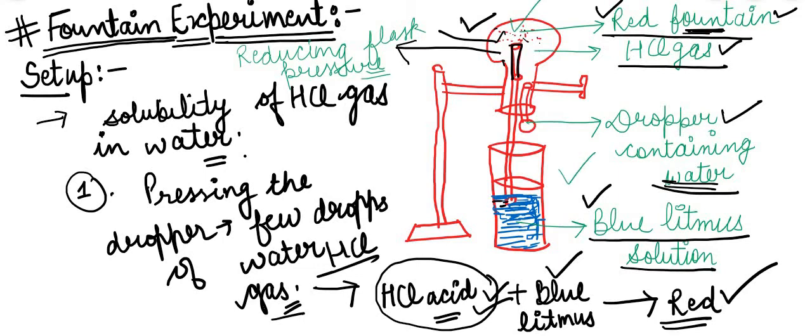And when it comes in a very small amount to the upward portion, as there is dissolved HCl acid present, there is a reaction between this HCl acid and the blue litmus solution, and the color changes to red. If we look at this red color fountain, it is a very beautiful fountain originating. This is the fountain experiment.